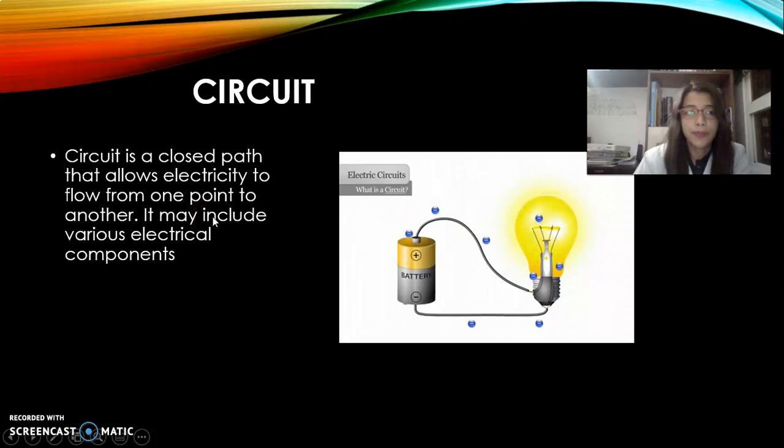So, what is a circuit? A circuit is a closed path that allows the electricity to flow from one point to another one. It may include various electrical components. Like you see in the picture, we have the light bulb, the wires, and the battery. Here, the blue spots represent the electrons. The electrons are small negative particles that flow around the circuit and produce the difference in charge. It is the energy flowing from one point to another one that produces the light that you see in the bulb.